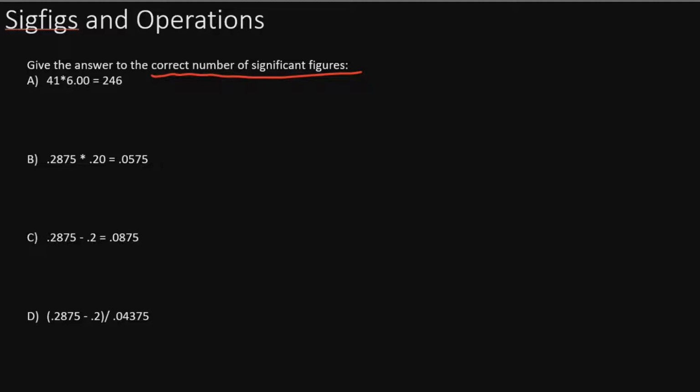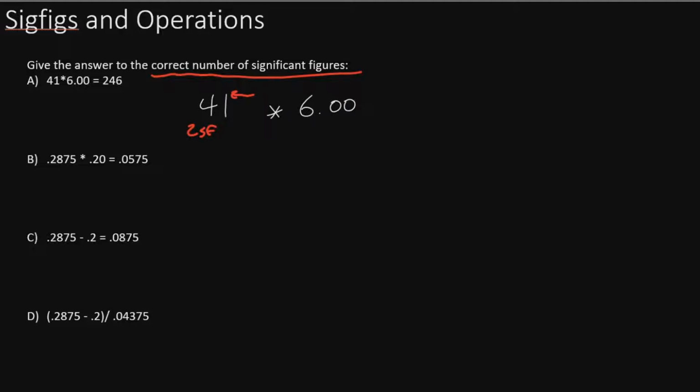Now, let's look at the number 41. The number 41 has no decimal places, so we examine the significant figures, coming in from the right and going to the left, and we stop when we reach the first non-zero. This number will have two significant figures. Then we multiply it by 6.00.